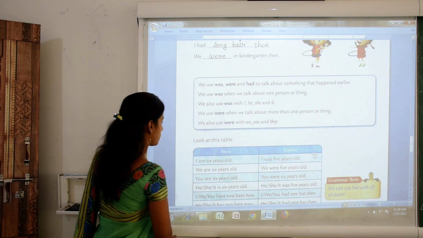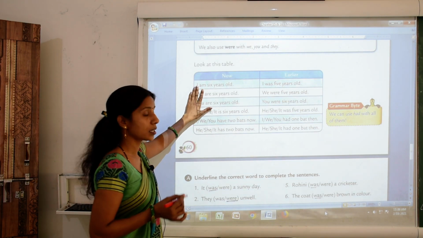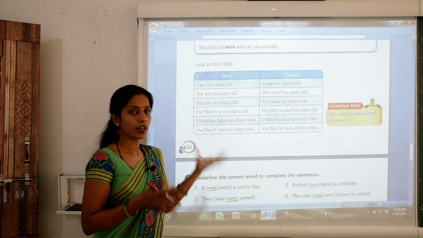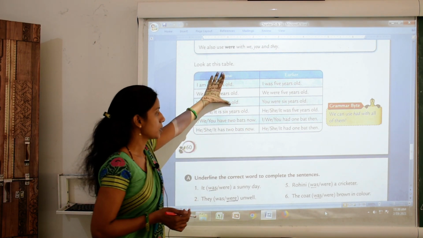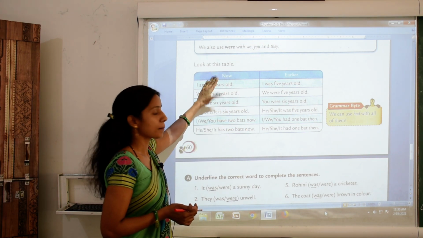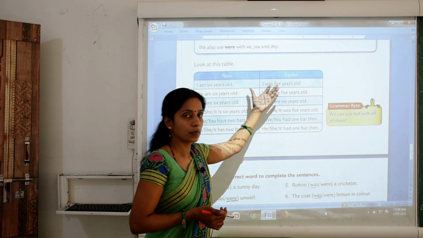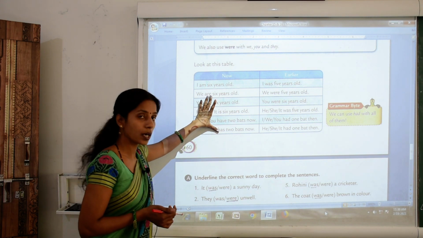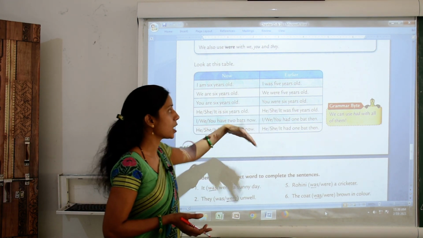Let's see some more examples. They help us to understand where we use was and where we use were. Okay. So now and earlier. Now means something happening now, and earlier means something that happened at an earlier time. Okay. जो इधर हो रहा है, और यहाँ पे something happened earlier.